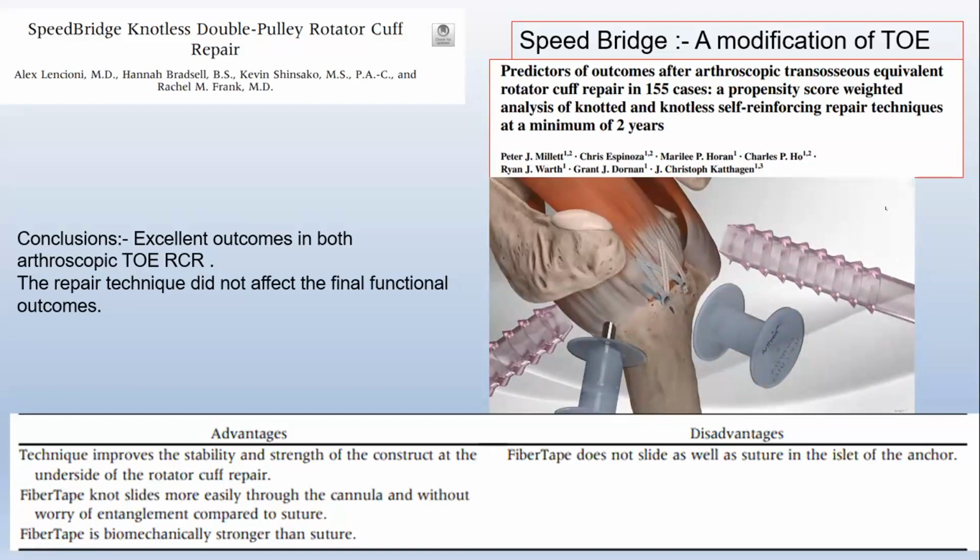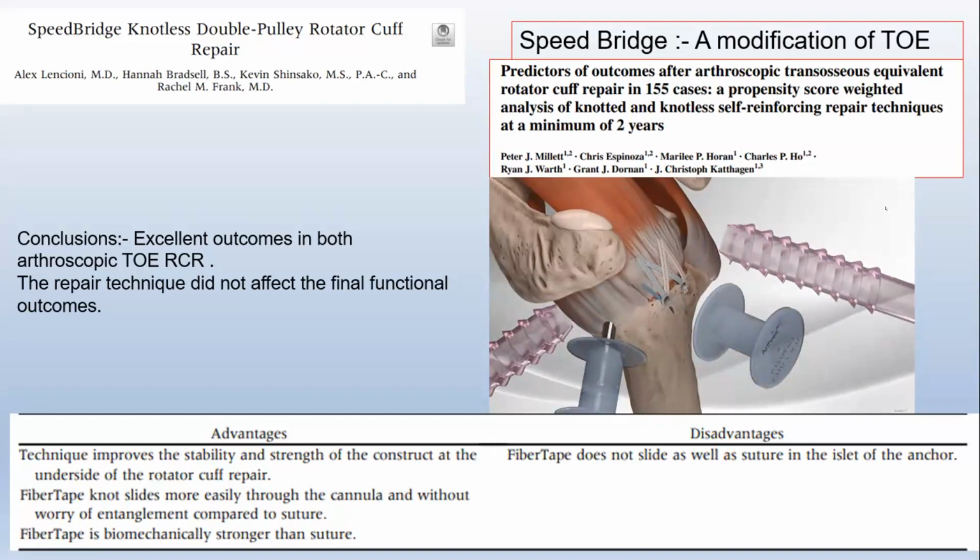So in this speed-based technique, it improves the stability and strength of the construct at the underside of the rotator cuff repair. The fiber tape knot slides more easily through the cannula without worry of entanglement, compared to the suture. Fiber tape is biomechanically stronger than suture. The disadvantage is that fiber tape does not slide as well as the suture in the eyelet of the anchor.